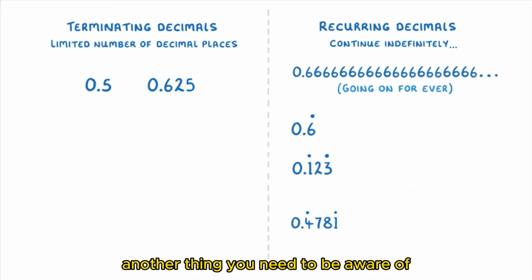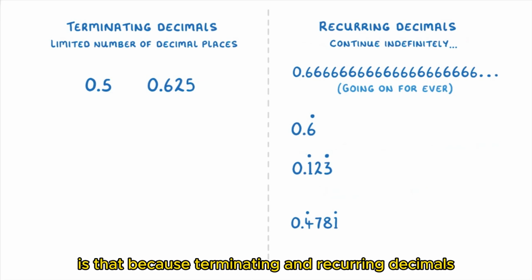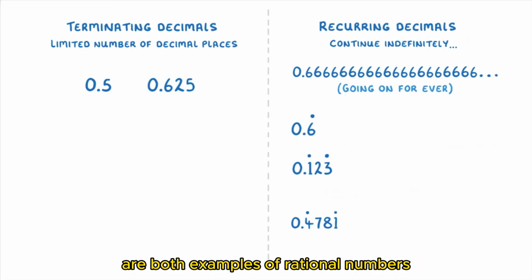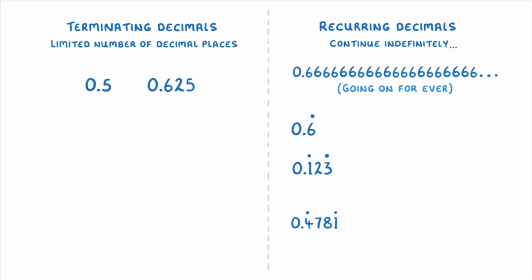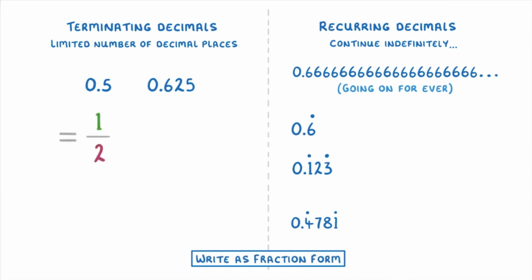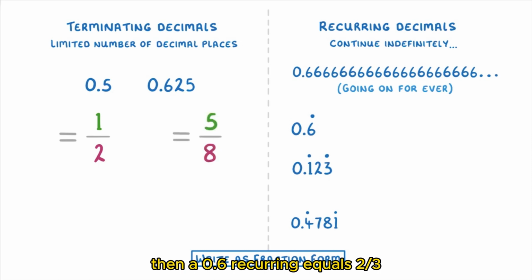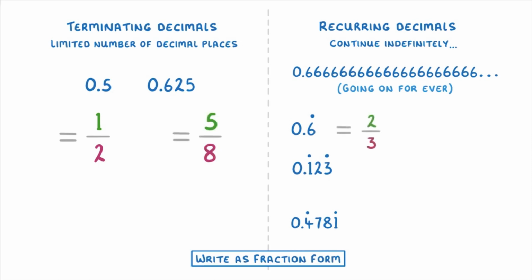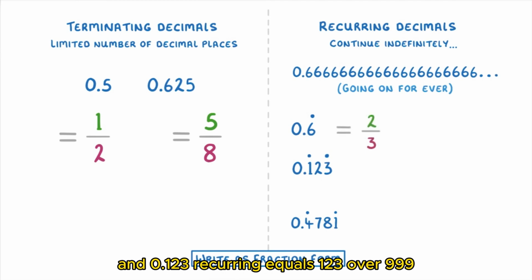Another thing you need to be aware of is that because terminating and recurring decimals are both examples of rational numbers, we can write them in a fraction form as well. For example, 0.5 is the same thing as 1/2, and 0.625 is 5/8. Then 0.6 recurring equals 2/3, and 0.123 recurring equals 123 over 999.